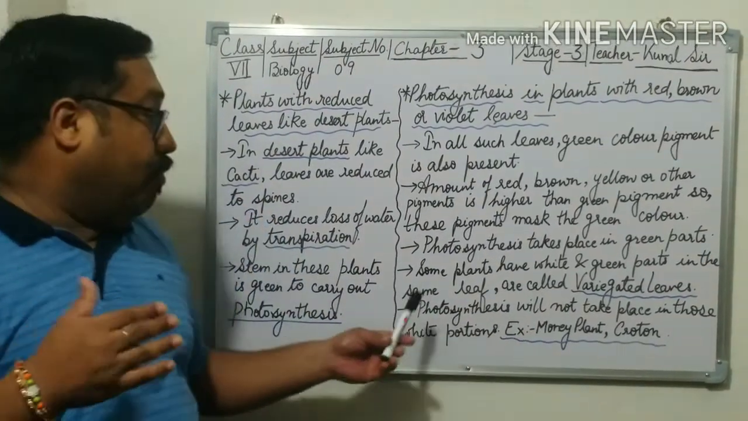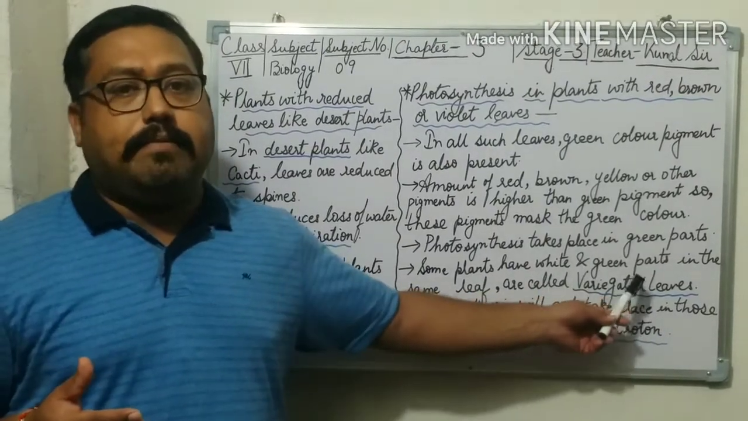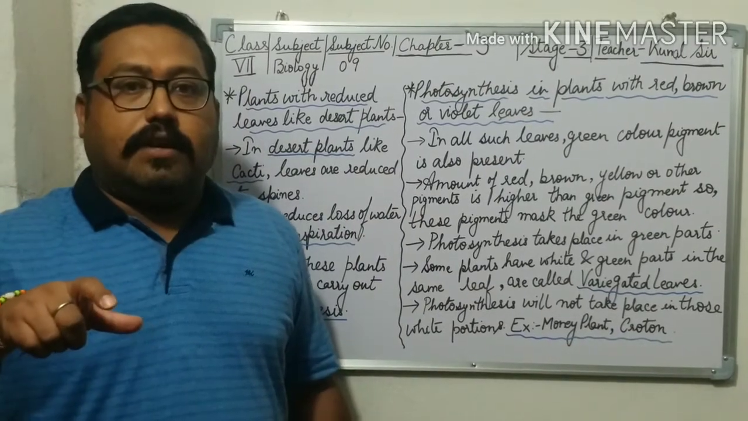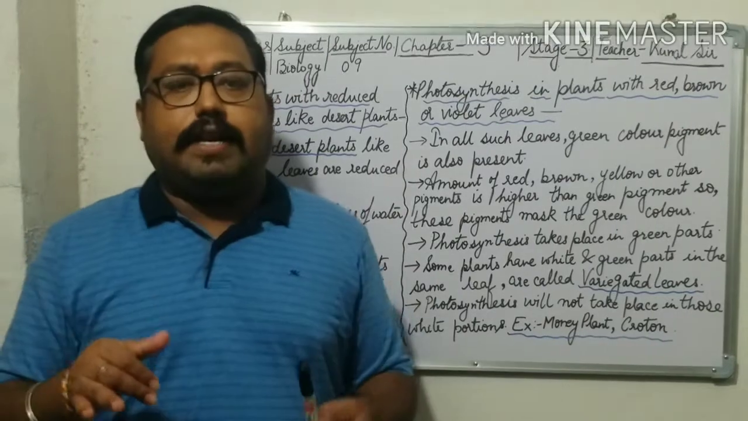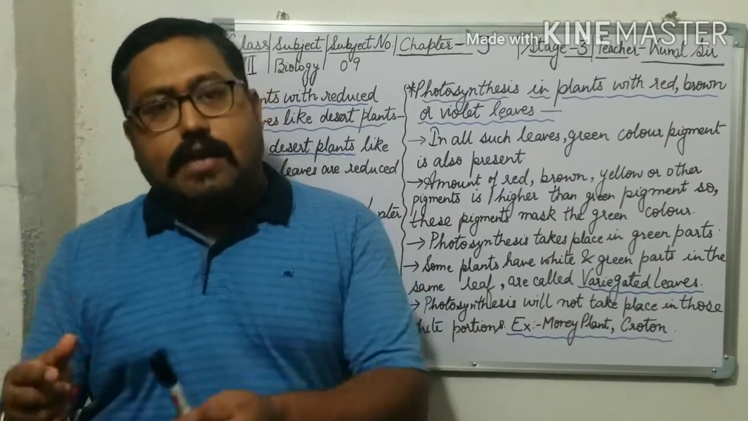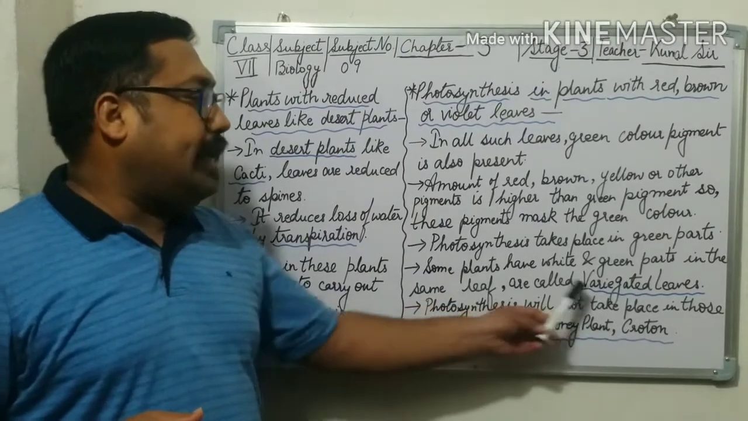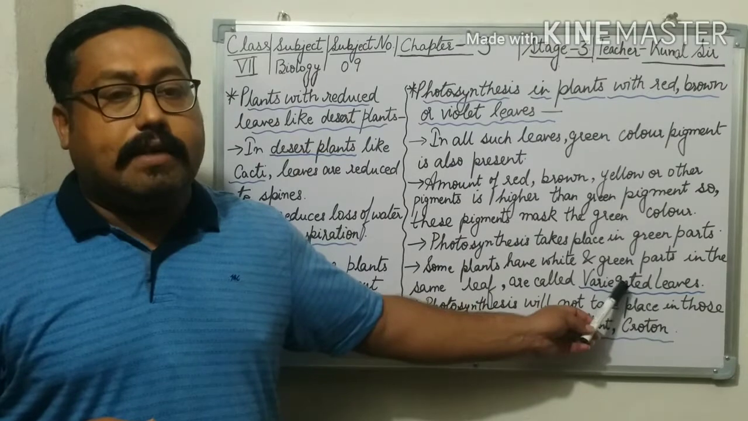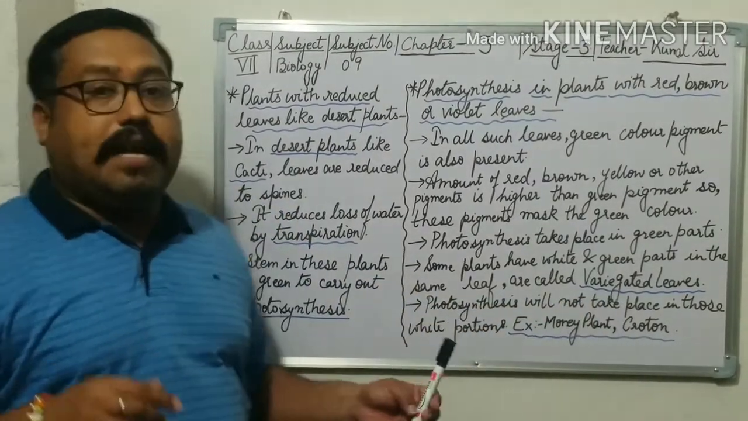Okay. Also, some plants have white and green color available in the same leaf. In the same leaf there are different colors: along with the green color, white color is also available. These plants are known as variegated leaves. What do we call them? As variegated leaf plants. And what happens to them?